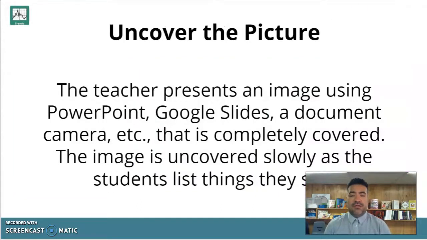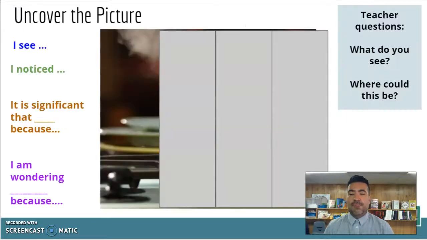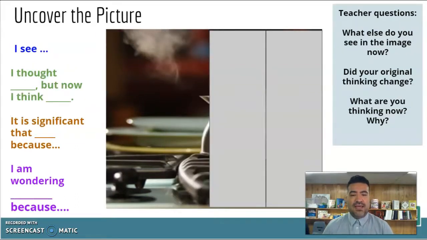Here's another activity that you can also use. This is called the Uncover the Picture. Again, this is a planned out, structured conversation activity where you just simply begin to uncover a picture little by little. So you ask the students, what do you see? Where could this be? And so students use the sentence stems. I see, I notice. It's significant that blank because I'm wondering blank because. And so the kids are already trying to figure this out. Then you uncover it again.